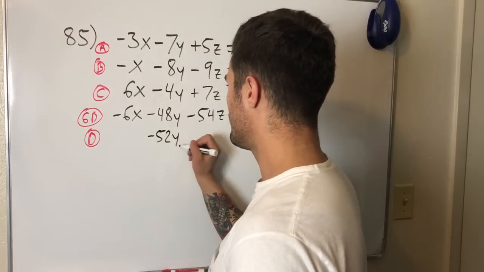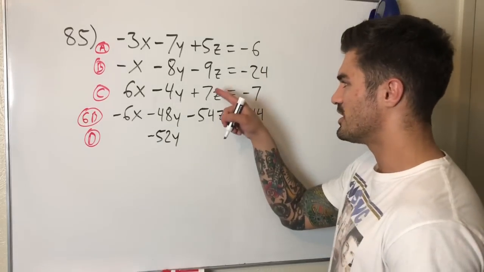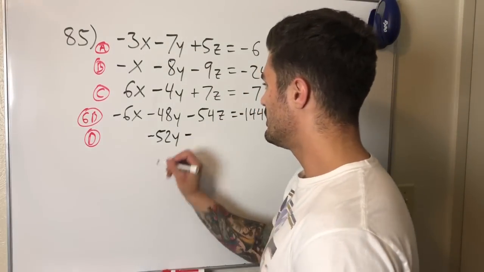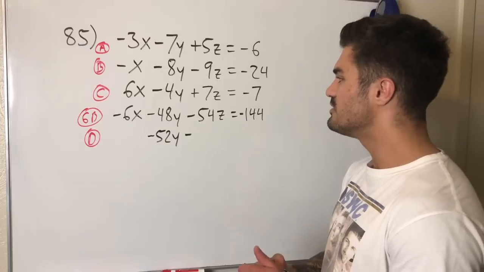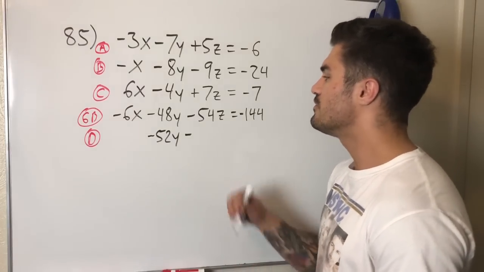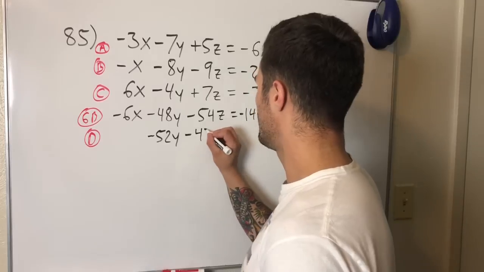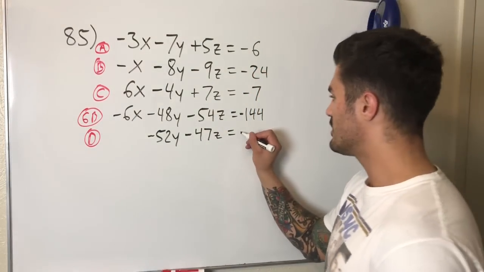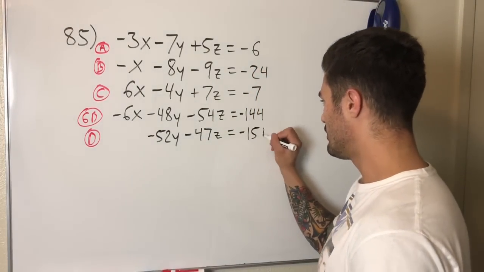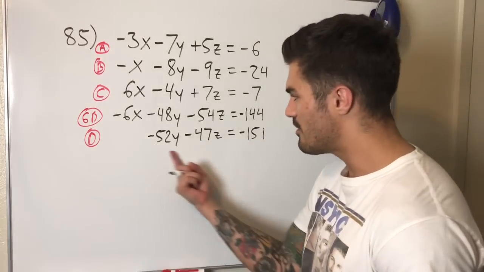I'm sorry. I'm going to have to figure out what I'm going to do with this board, how I'm going to even have room for all this. Negative, let's see, what is that? 47. -47z equals, if I add these, I get what? -151. All right, so now I have my D.